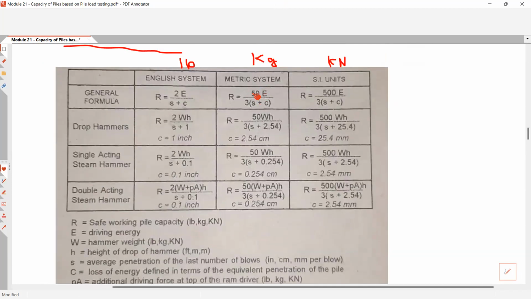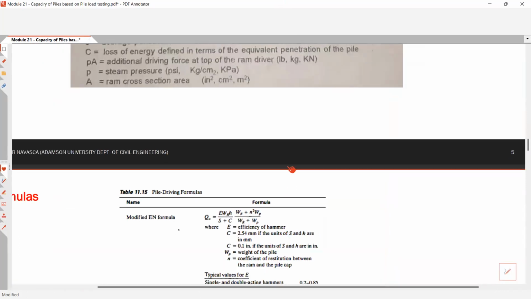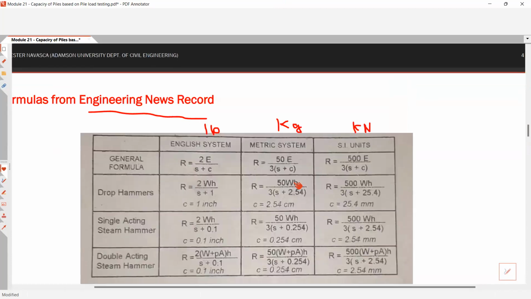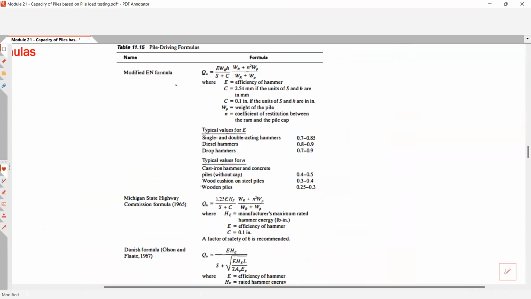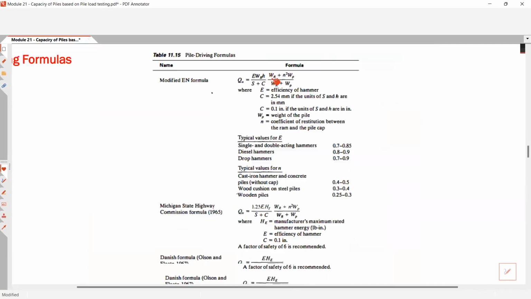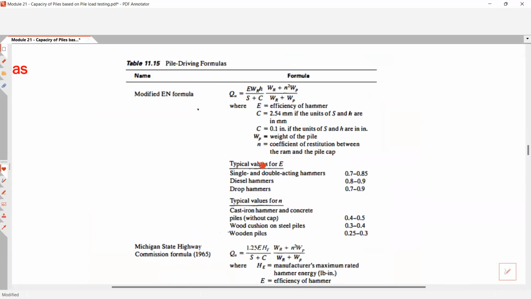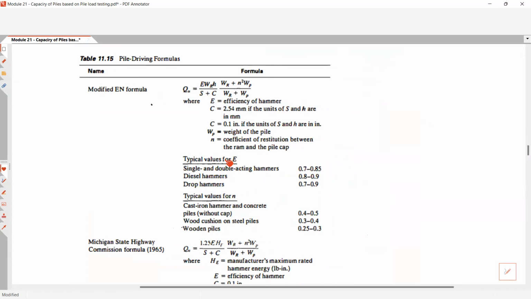Okay. So dito siguro ang efficiency niya is yung 50 over 3. Okay. So hindi pala, sorry. So yan yung efficiency dito sa nag-introduce lang dito sa modified EN formula ng efficiency E. Okay? So mapapansin mo, the same na siya, WH over S plus C or yung driving force divided by S plus C. Okay? Then this time, nag-introduce siya ng weight of pile.